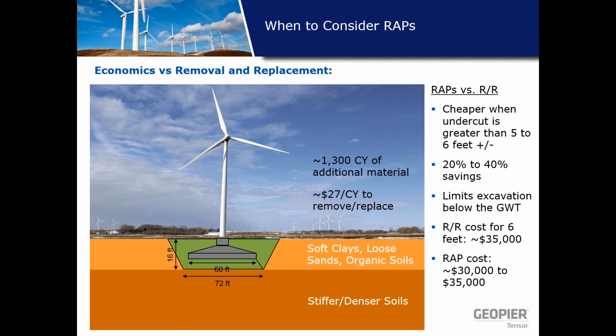All right, so when should you consider using geopiers versus the other options I discussed? So if you're considering it versus removal and replacement, geopier is generally cheaper if your undercut is about 5 to 6 feet below the bottom of footing. So for instance, in this example you see on this slide, I have a foundation that's about 10 feet below grade and an undercut requirement to 16 feet below grade.